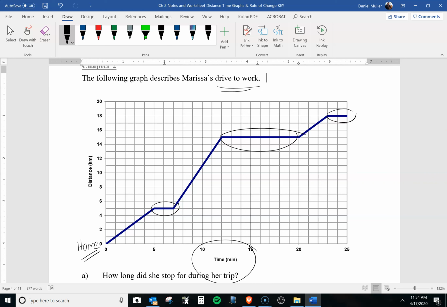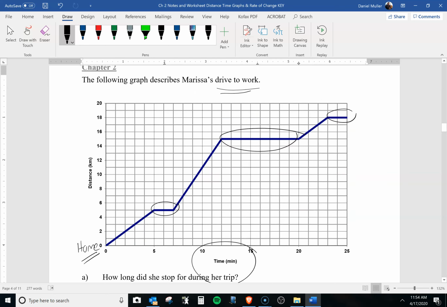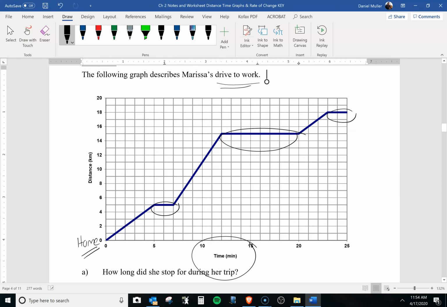And so we're going to need to know, probably, we'll have to see the questions. We're going to have to know what those are and how long they take. So let's take a look here. How long did she stop for? Oh, during her trip. Okay, so how long did she stop? Well, she's at home at the beginning here, and then she drives to work, and then she stops. Okay, and so that's here.